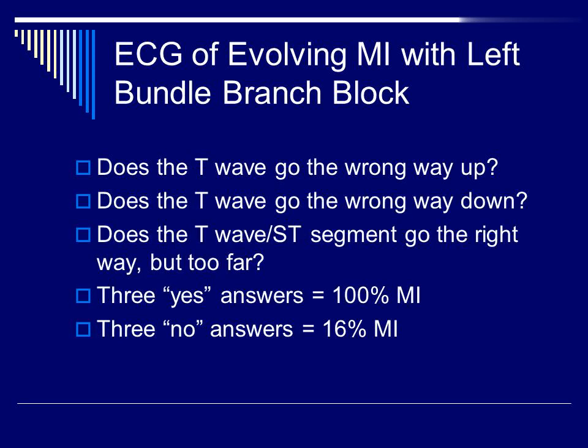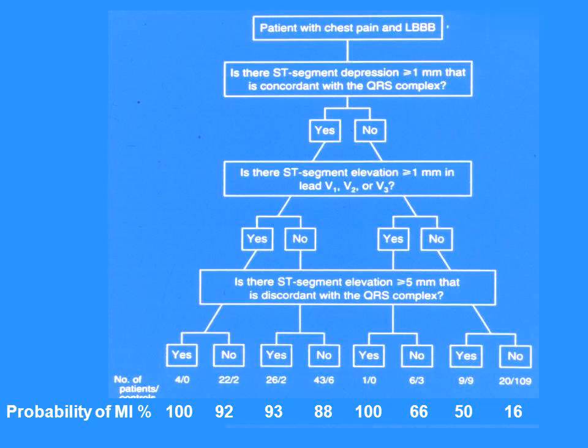ECG of evolving MI with left bundle branch block. Does a T wave go the wrong way up? Does a T wave go the wrong way down? Does a T wave/ST segment go the right way, but too far? 3 yes answers equals 100% MI. 3 no answers equals 16% MI. Probability of MI percent: 100, 92, 93, 88, 66, 50, 16.